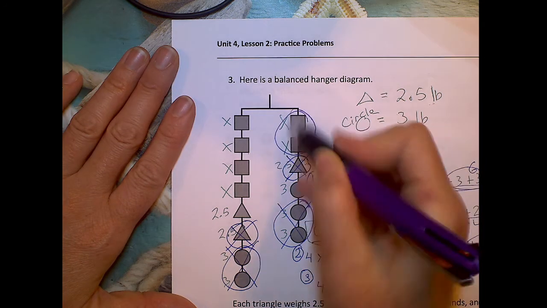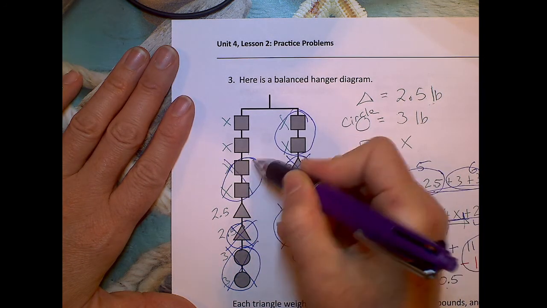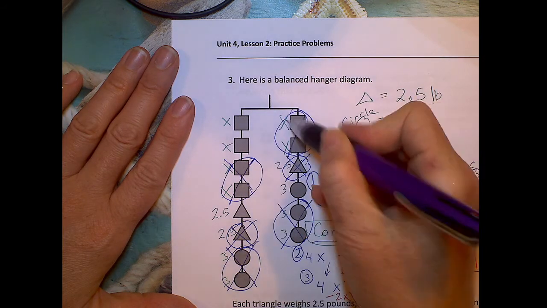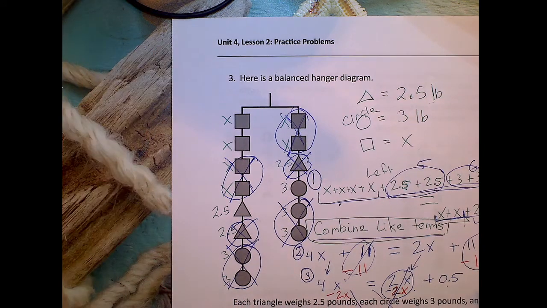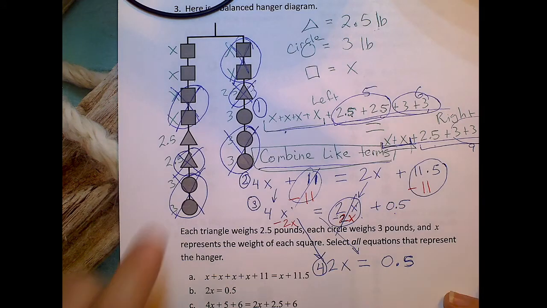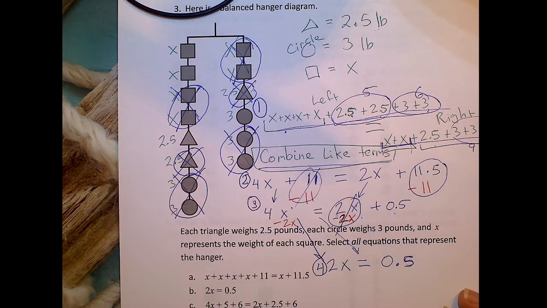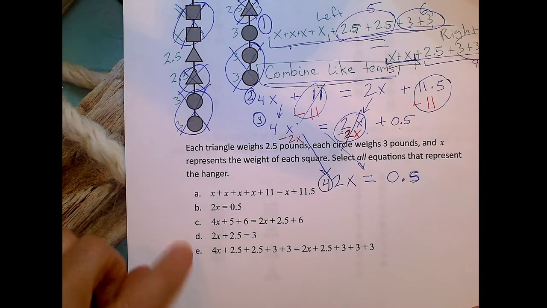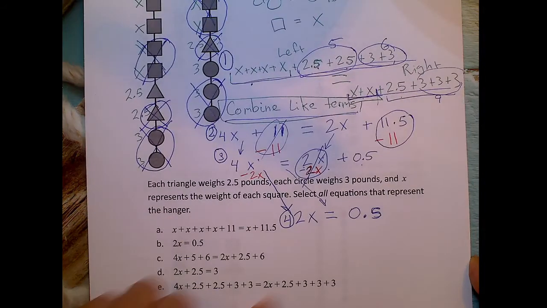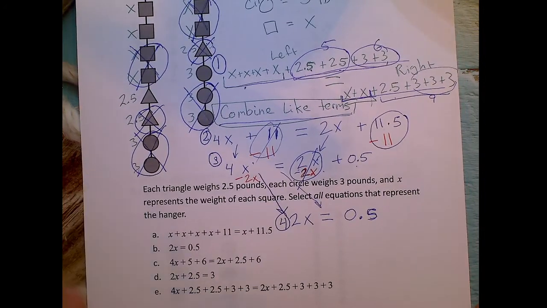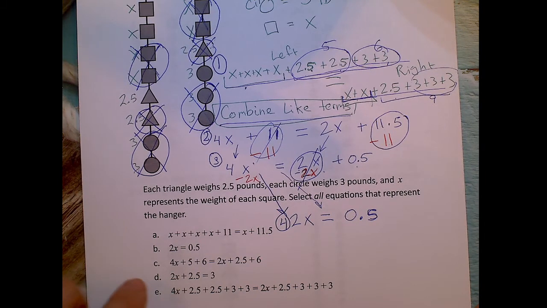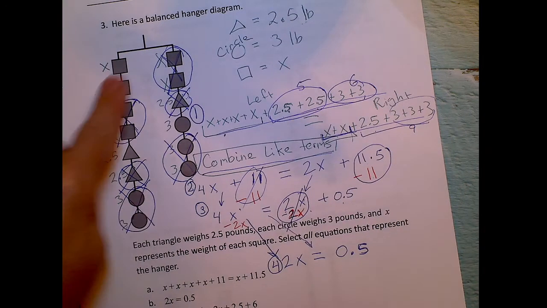I can also subtract two squares from each side, and my hanger stays in balance. So just like the equation, what you do on one side, you have to do on the other side to stay in balance. Okay, now on your own, look at A, B, C, D, and E. Which three of them are equal to the original equation?